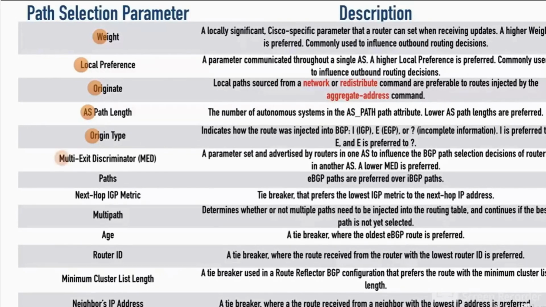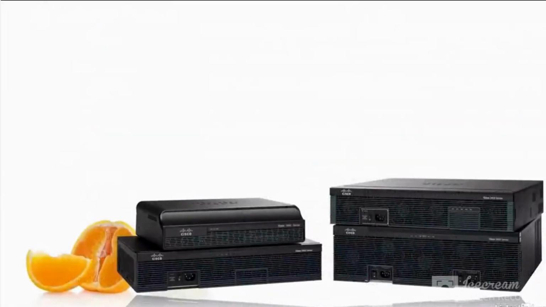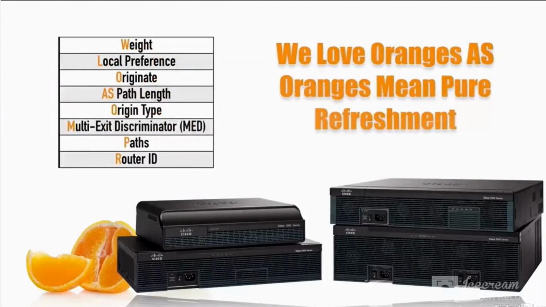Here, the M in mean reminds us of the M in the multi-exit discriminator, the MED. We love oranges as oranges mean pure. The P in pure reminds us of the P in paths. And finally, we love oranges as oranges mean pure refreshment. With the R, we jump down to the router ID. And this might be a simpler table for you to work with and memorize. We love oranges as oranges mean pure refreshment.